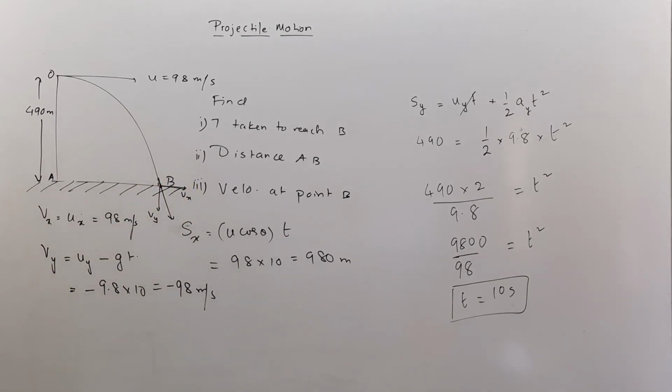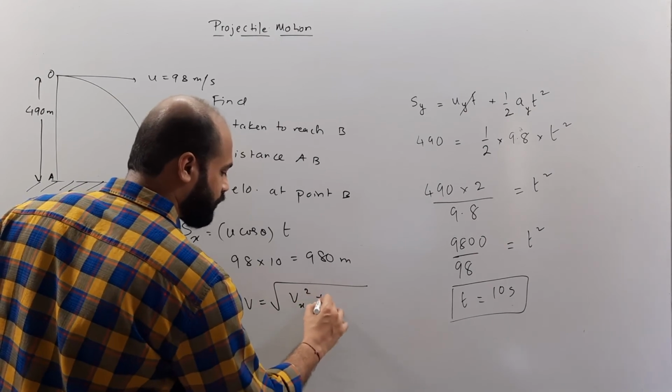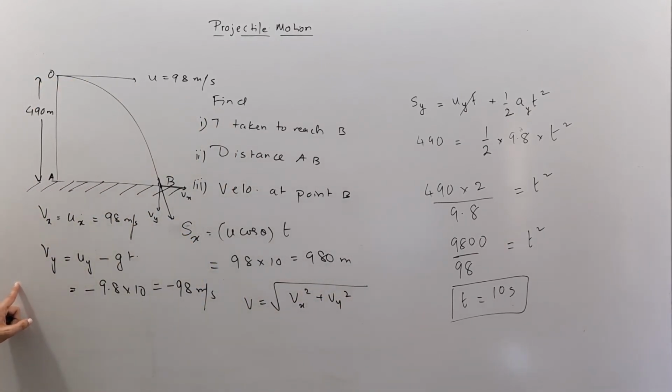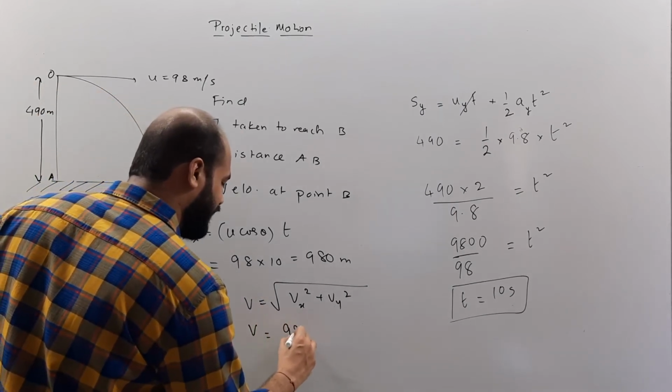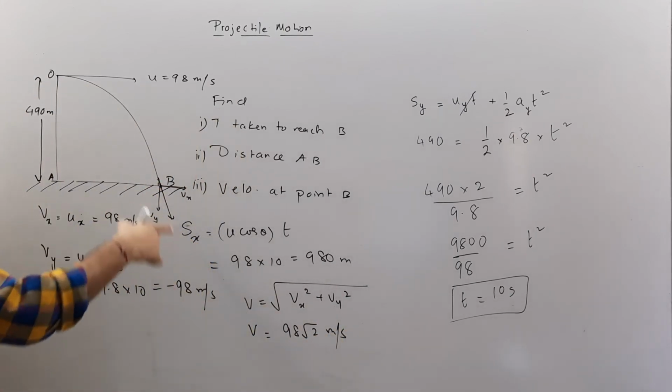So overall now we have achieved the two velocities, and as a result I can say that if Vx is this and Vy is this, their resultant is going to be root over of Vx square plus Vy square according to the law of parallelogram. So this gives us the resultant velocity as 98 root 2 meters per second, which will be somewhere here in this direction.